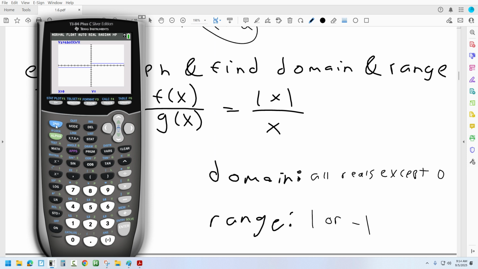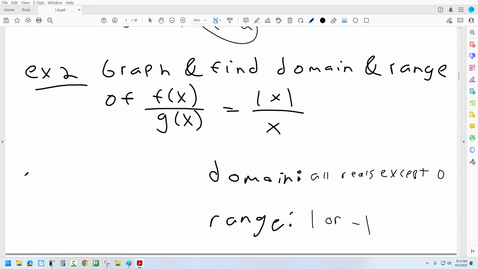If you go to the table, it'll show that a little bit clearer. If you try to plug in 0, you get an error. But any other number besides 0 is either 1 or negative 1. Any questions on that one?